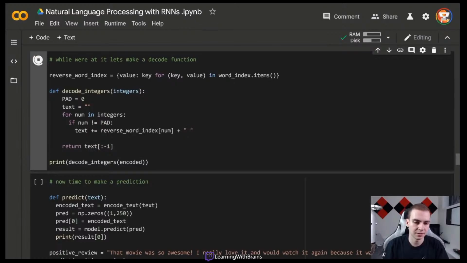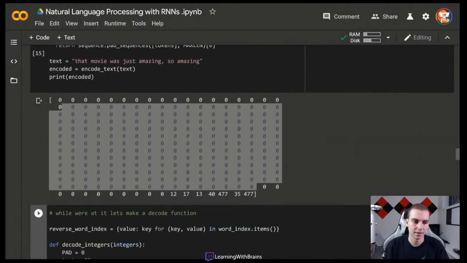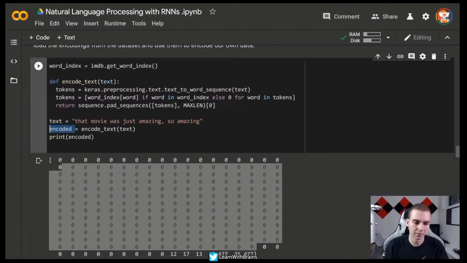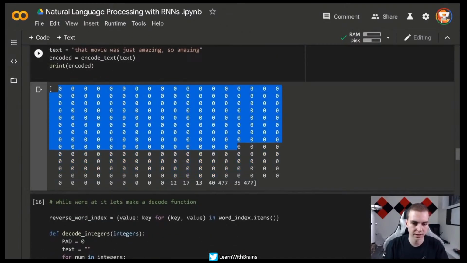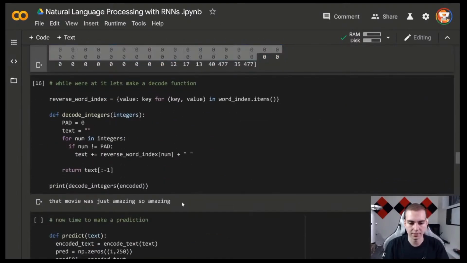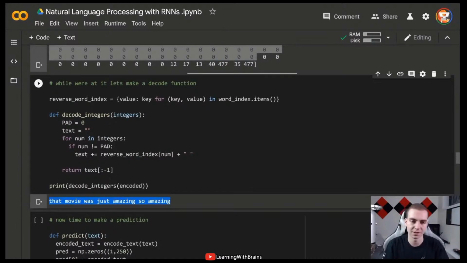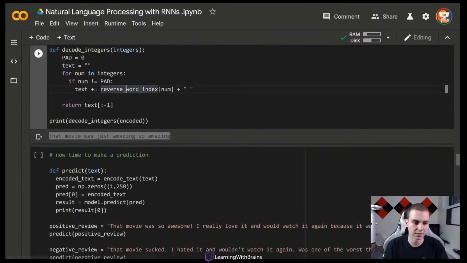And then if I print decode_integers, we can see that this encoded thing that we had before, which looks like this, gets decoded into the string "that movie was just amazing, so amazing." Sorry, not encoded, decoded, because this was the encoded form. So that's how that works.